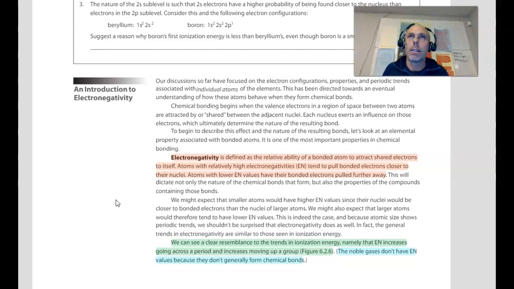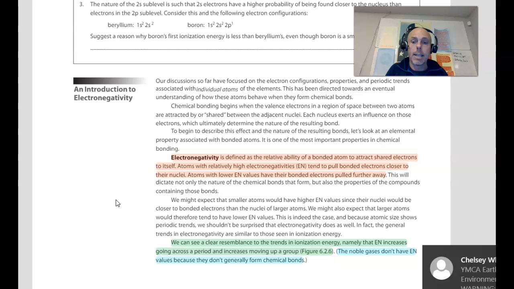Except for noble gases. Because noble gases have a very strong attraction to their own electrons, they are the furthest to the right in their period, but because they don't bond, they will not be attracted to shared electrons because they don't share. So noble gases don't actually have electronegativity values because they don't share electrons. Again, electronegativity is how attracted an atom is to electrons that it is sharing with another atom, but for you right now, it can mean how attracted an atom is to its own valence electrons.